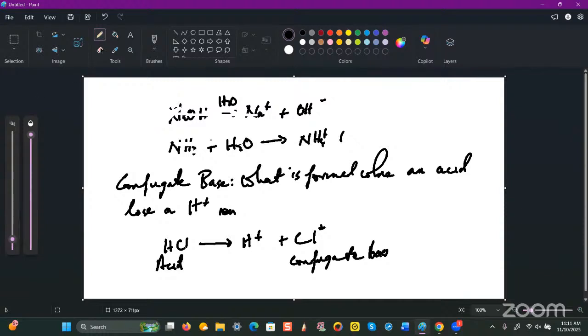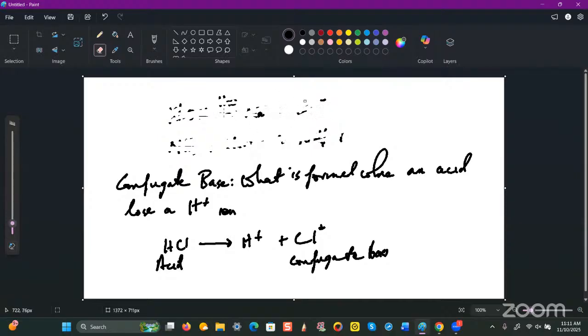The conjugate base is basically what is formed when a hydrogen ion or proton is removed from an acid, or for that matter, any compound that contains hydrogen. So I can point out some other examples. Let's say, for example, you're given, trying to think of a good one.